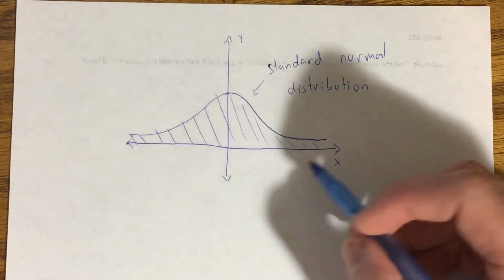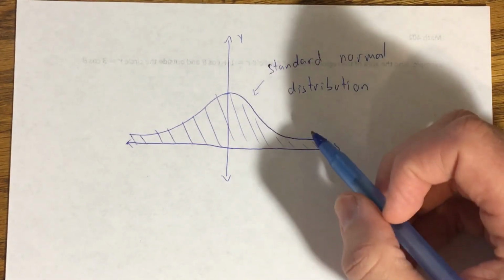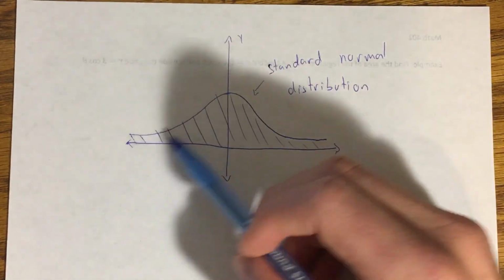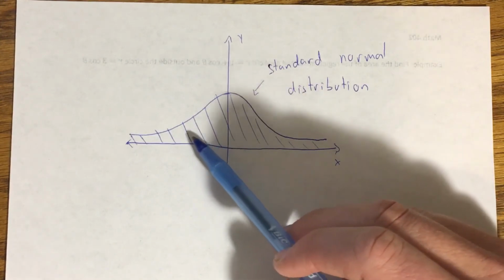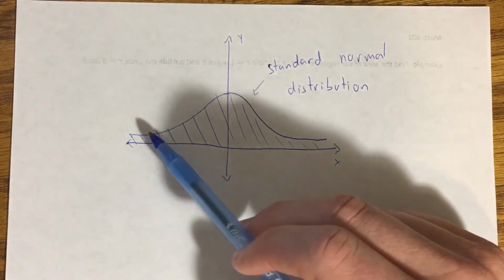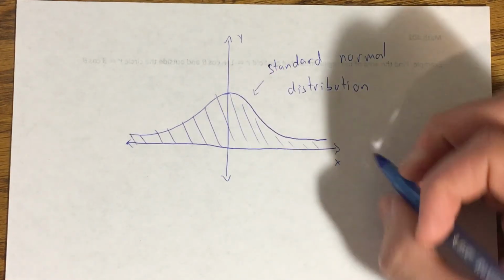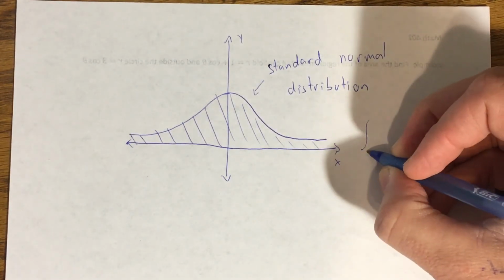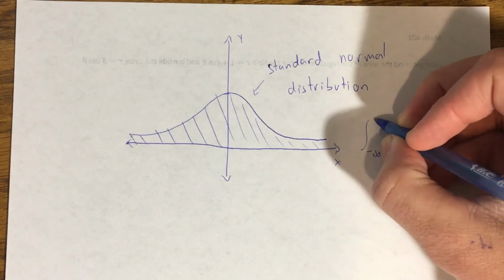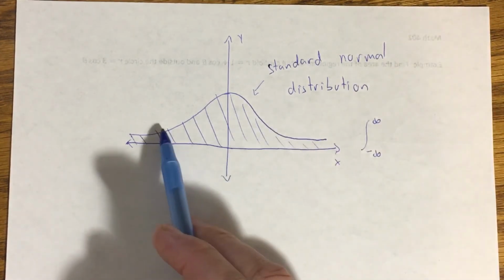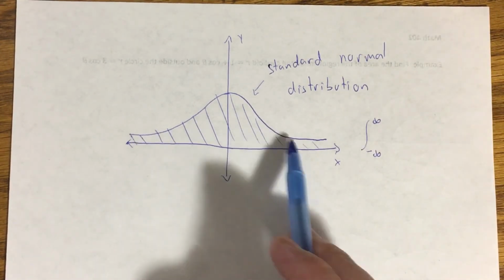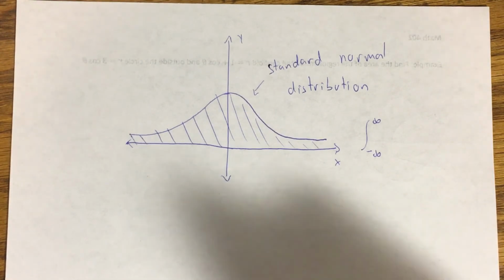And this particular area under the curve, you can think of that like an integral, but in this case we're integrating a function from negative infinity to positive infinity because this curve goes forever in both directions and we want the total area under that curve.